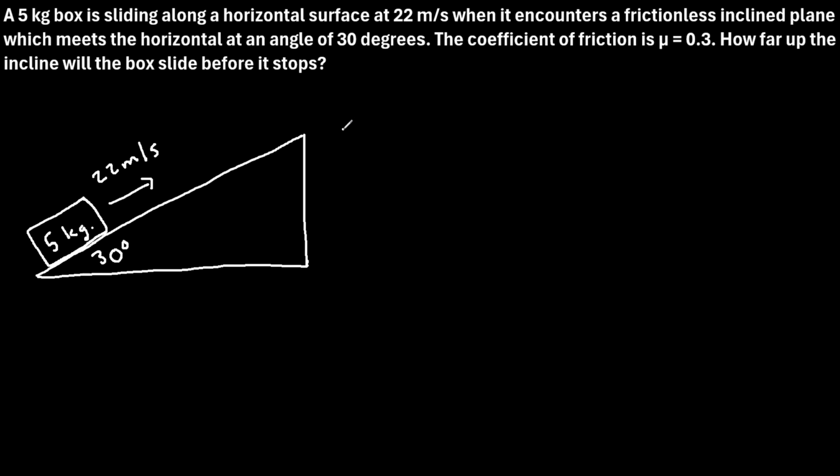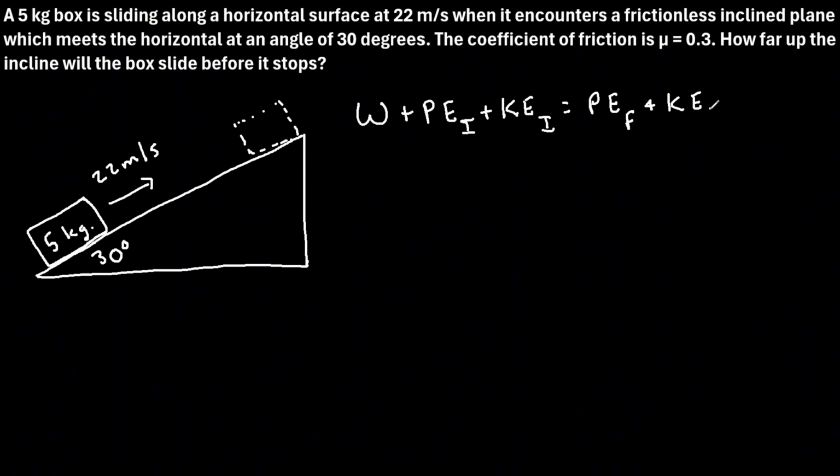So here's how we can set this problem up. We can say that the initial work W put into the system plus the potential energy of the box, we'll call that the initial potential energy, plus the initial kinetic energy must be equal to the final potential energy, so once the box is actually up here somewhere up the incline, plus the final kinetic energy of the box, plus any energy lost due to friction.